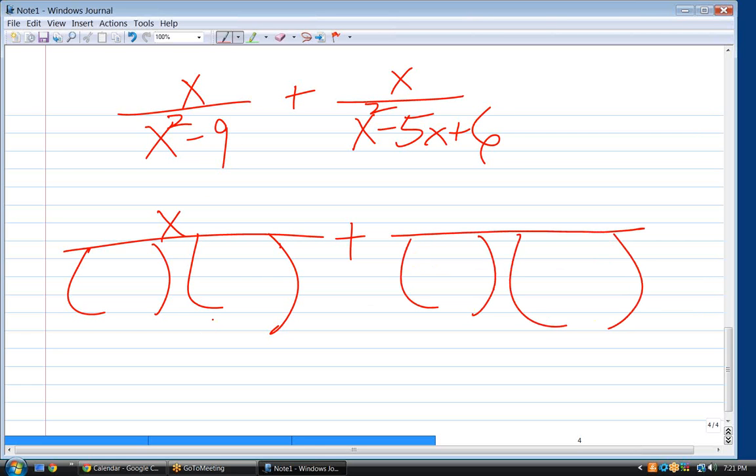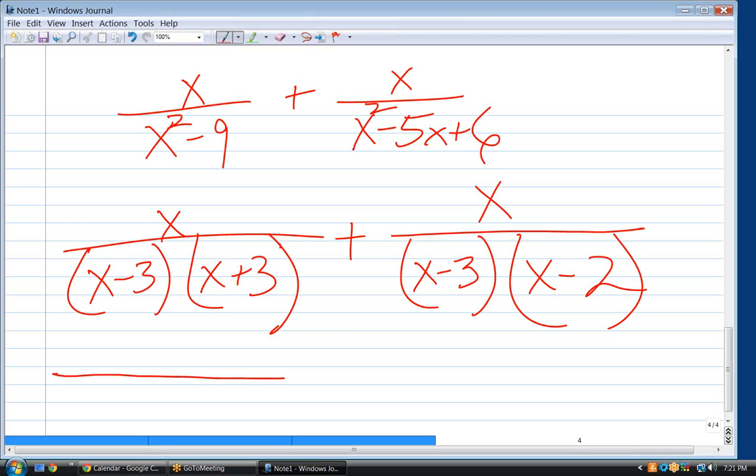How does x squared minus 9 factor? x plus 3, x minus 3. How does x squared minus 5x plus 6 factor? x minus 2, x minus 3. Okay. Now we can begin to see that our least common denominator doesn't need to be a quartic.